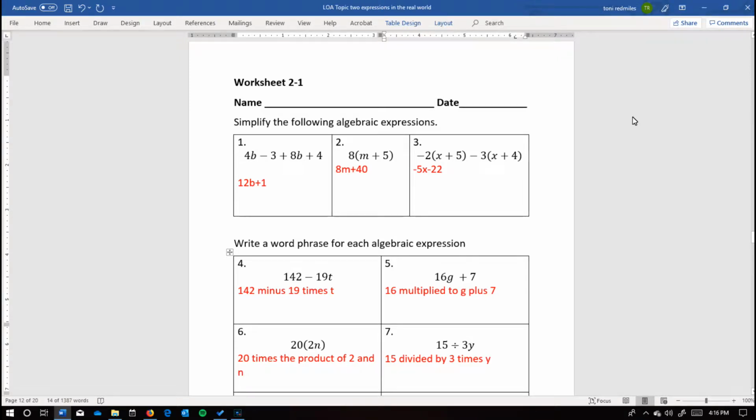Alright, this is Worksheet 2-1 for the class Language of Algebra. If you're watching this video and you're not taking the class, just know that this worksheet pertains to the class. In the class, I taught these concepts, so I know what my class should know by this point, and I'm not going over the stuff that they should know.